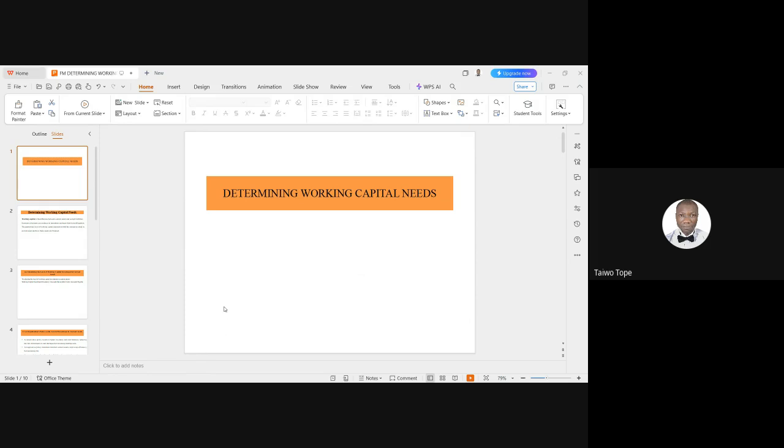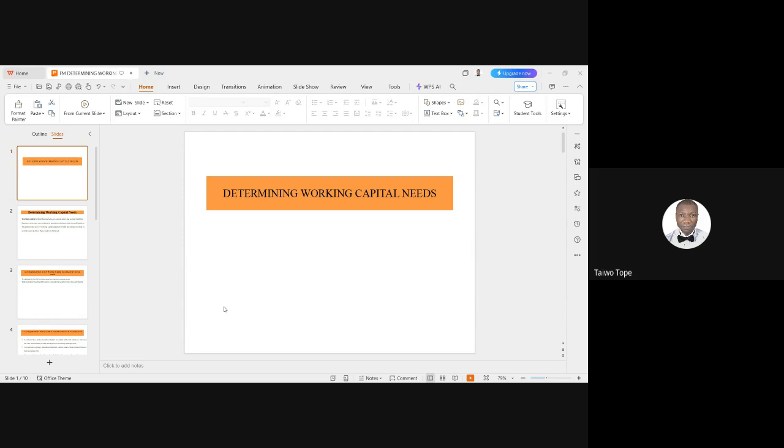I'll be talking about the third aspect of our topic under working capital management, that is determining working capital needs. It's not far-fetched from what we've been discussing over time on working capital. So the syllabus wants us to look at the length of the working capital cycle in terms of trade, which are some of the things we've talked about over time in the class and in some of the videos I've posted on my channel.